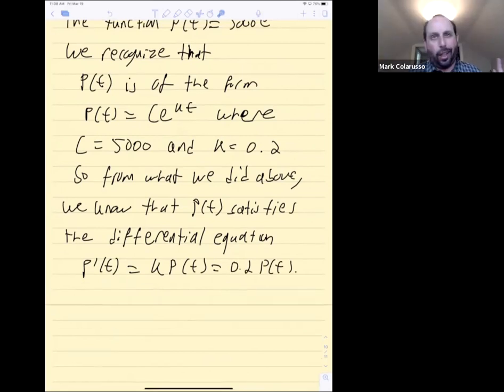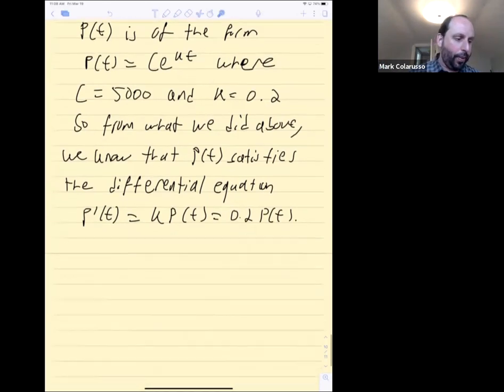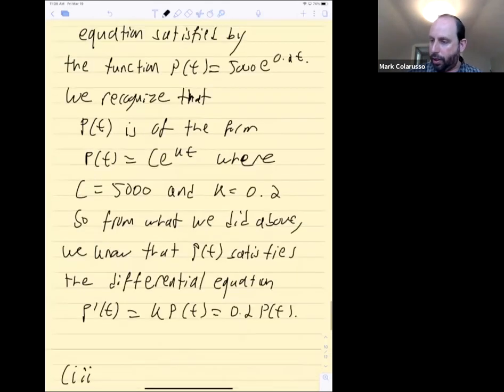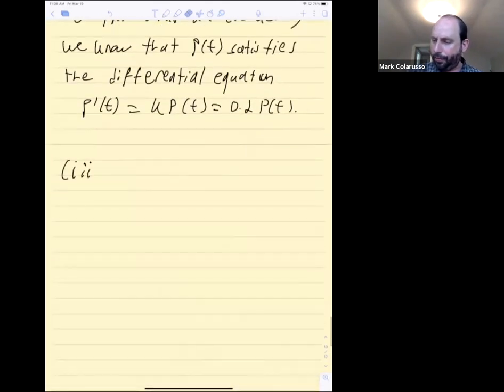Okay, so now that's kind of boring stuff. Let's actually use this function to understand what's happening with the cell culture. This is part C. One very common thing you want to do when you're studying exponential growth is understand how long it takes for the quantity to double. In this case, we start off with 5,000 cells. How long is it going to take until we get 10,000 cells?